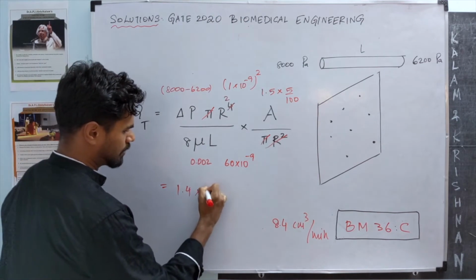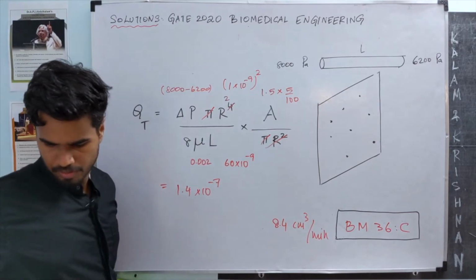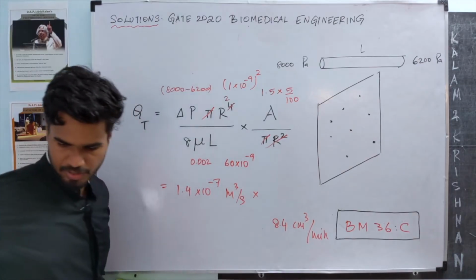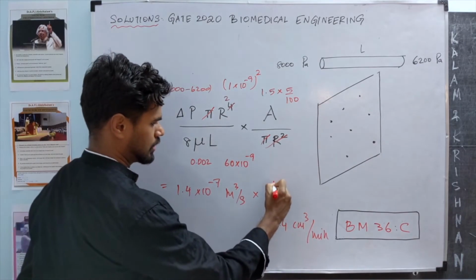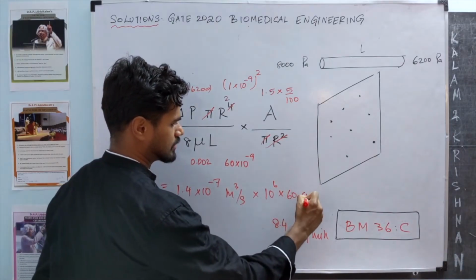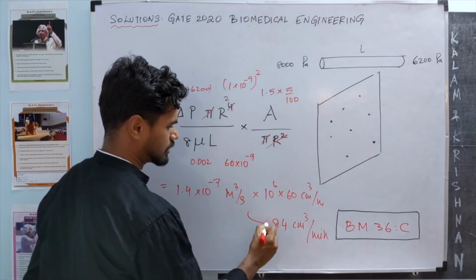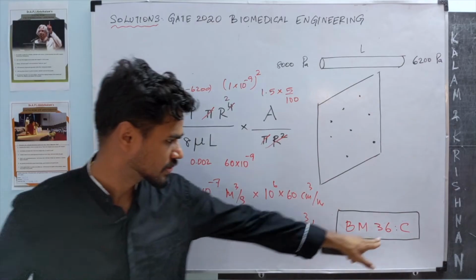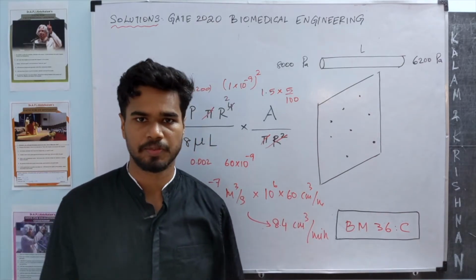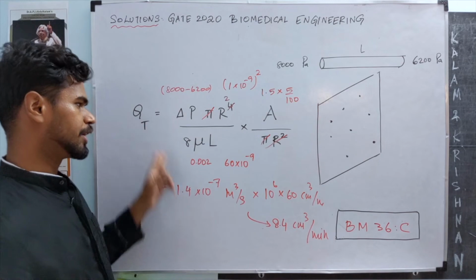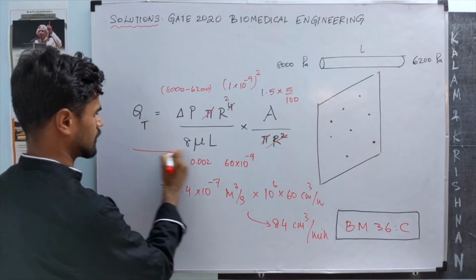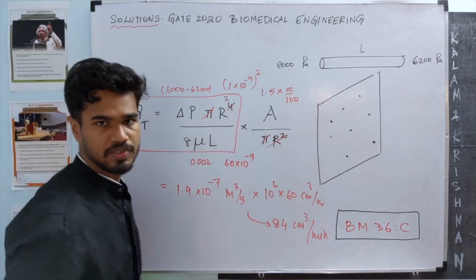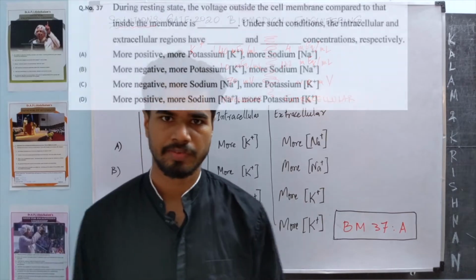approximately 1.4 into 10 power minus 7 meter cube per second, and this times 10 power 6 into 60 will get centimeter cube per minute, and that value turns out to be 8.4 centimeter cube per minute, and the correct answer is option C. Very simple problem. All you need to know is the flow in one of the pores, and then multiply that by the number of pores, which you need to infer from the problem. 37th question.